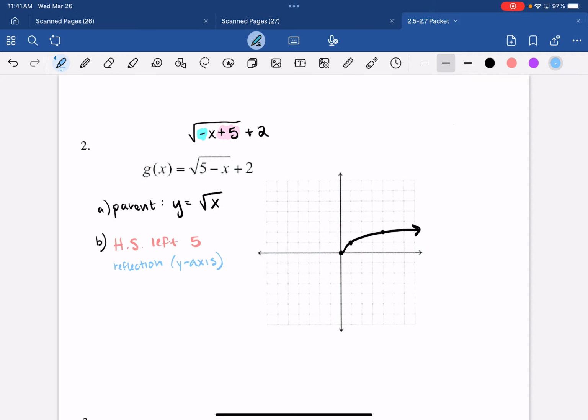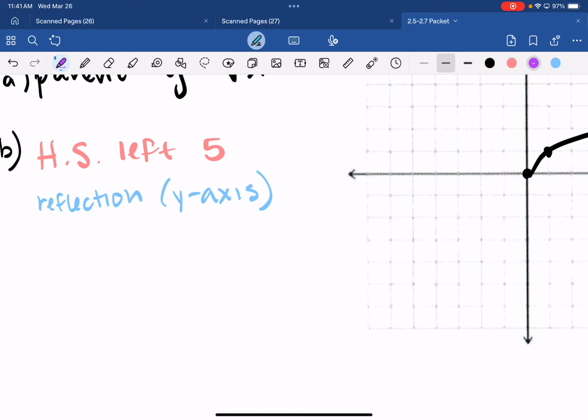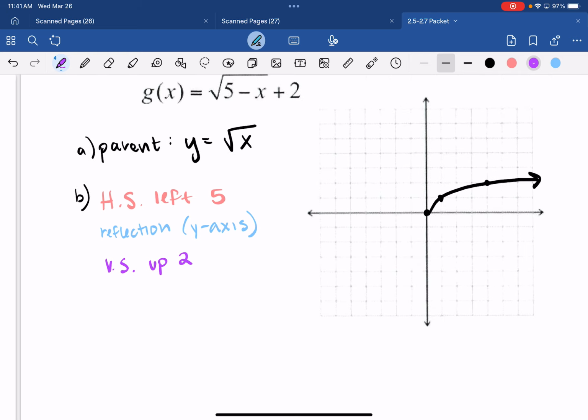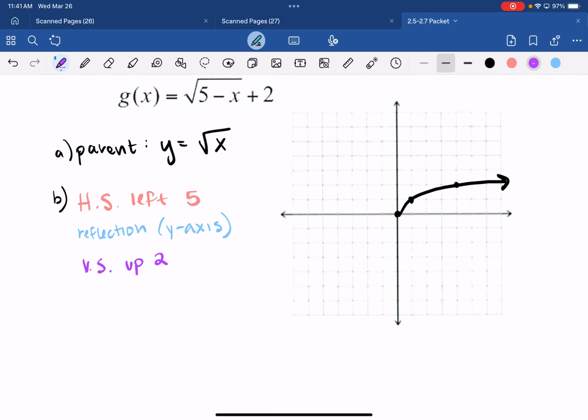All right, and then last but not least, do I have a vertical shift? Yes. My +2 on the outside tells me that. So I have a vertical shift, and it's a +2, so I'm going up 2. Okay? So I have 3 transformations now. Any questions on identifying what our transformations are?